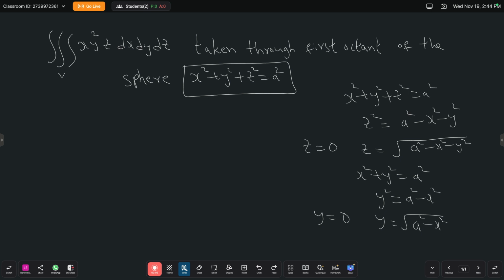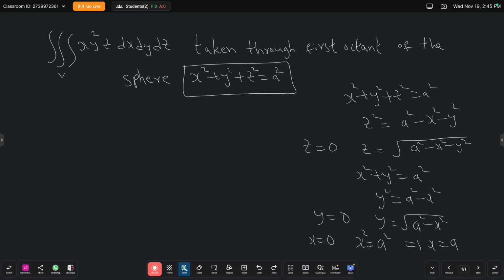Similarly, whenever y is also 0, we will get x square is equal to a square. This implies x is equal to a. So in the first octant, x also starts from 0. So the limits of x are 0 to a, and y from 0 to root a square minus x square, and z from 0 to root a square minus x square minus y square.